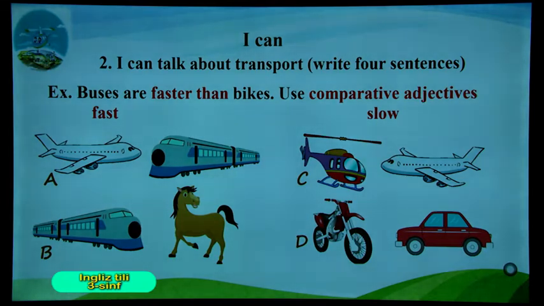Fast, and slow. What transport can you see here? What is it? It's a plane. And what is it? It's a train.